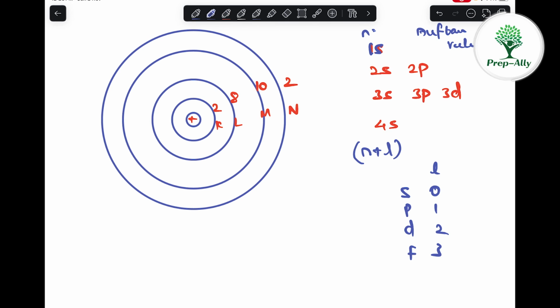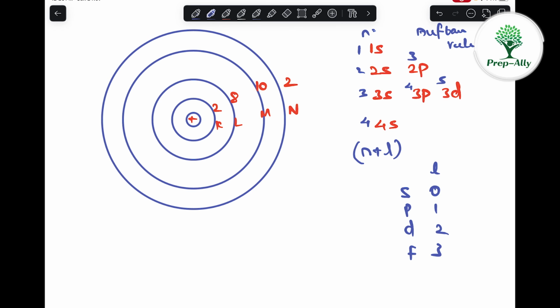According to this, the s orbital will have the l value of 0. So for the first main shell, the n value is 1; the n values are 1, 2, 3, 4. And p will have the l value of 1. So it is 2 plus 1, 3, 4. And d will have 2. So this is going to be 5.